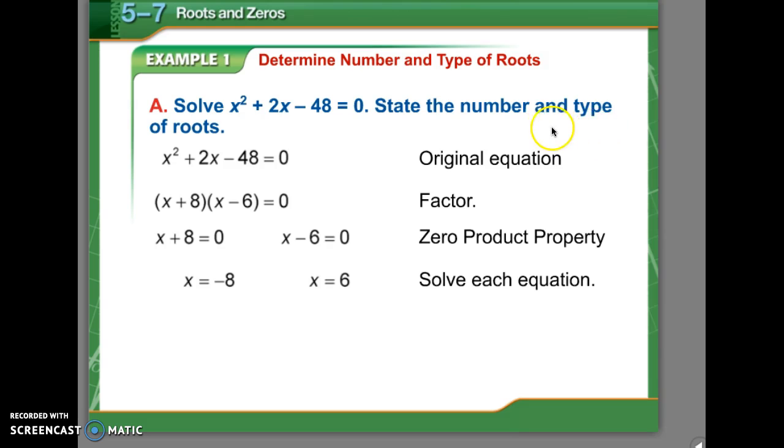But if we want to find what they actually are, obviously here we went ahead and factored. This factors into x plus 8 times x minus 6. You solve each of those equations, you're going to get negative 8 and 6. Those are both real numbers, so there are two roots, and they are real roots.